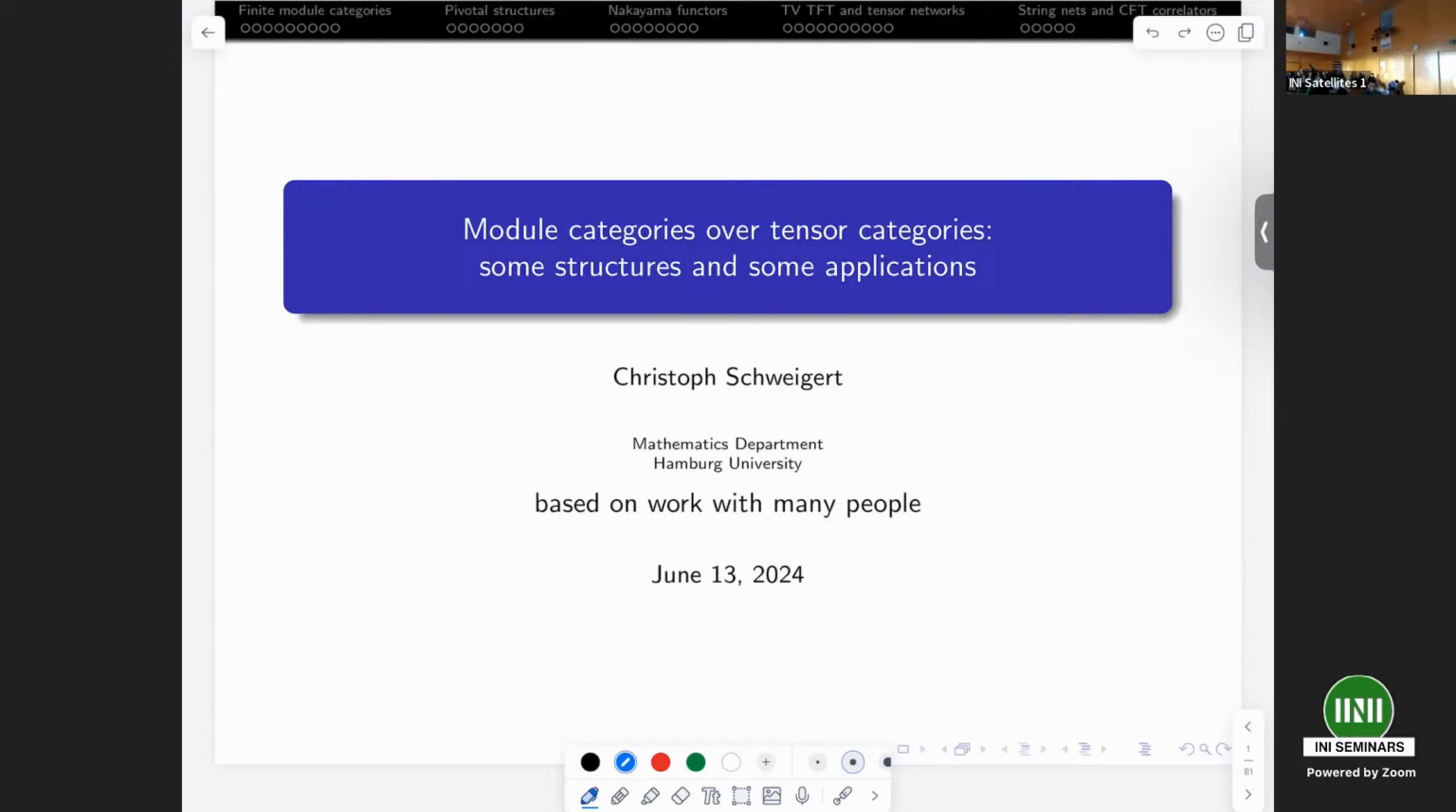Yeah, thank you very much to the organizers for putting together this very nice workshop. I've been to a couple of workshops in my life. This is one of the nice ones. Thank you.